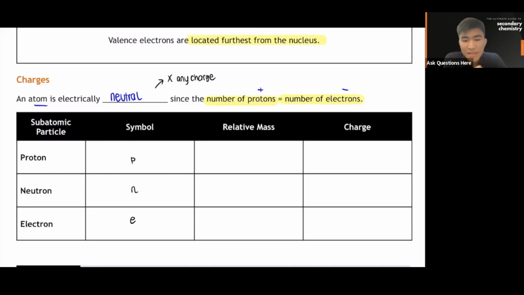So let's talk about the charge on the proton, neutron, and electron respectively. Now, the proton itself, as the name suggests, P stands for positive. Okay, charge therefore is going to be +1.